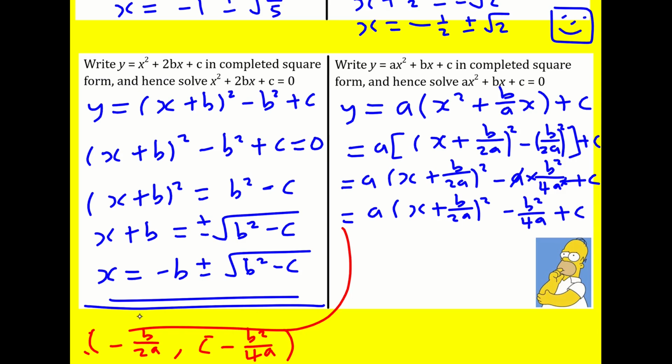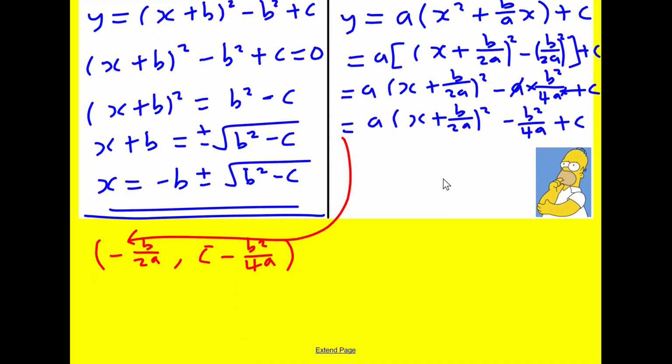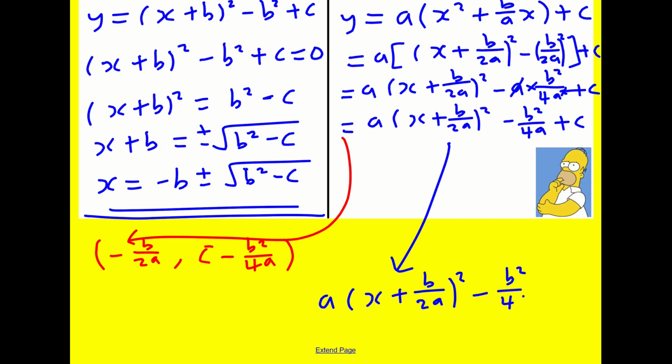It's pretty interesting. I think we can find a turning point generally. Actually, that's not my main purpose for doing this. It's just an aside. The main purpose is to now set it equal to 0, and I think I'm going to just make a little bit more room. a(x plus b over 2a) squared minus b squared over 4a plus c equals 0.